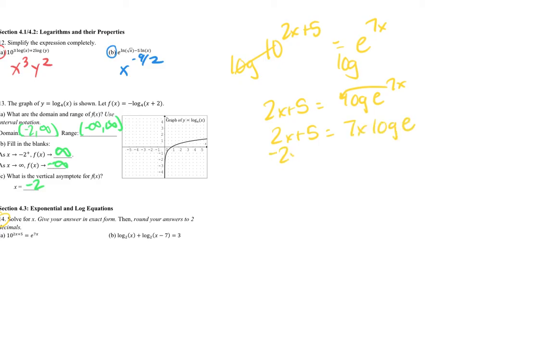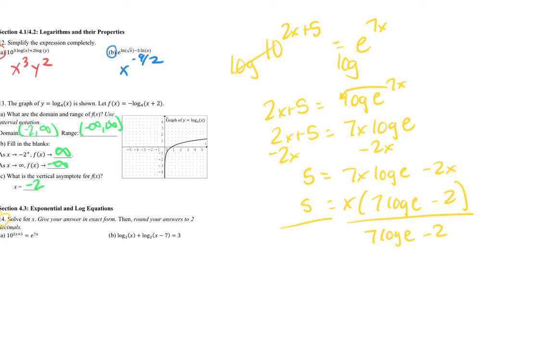Okay, so then we can subtract 2x from both sides. We have 5 equals 7x log e minus 2x. Then we can factor out this x, log of e minus 2. And then we can divide by this whole 7 log e minus 2. So then x is equal to 5 over 7 log e minus 2.